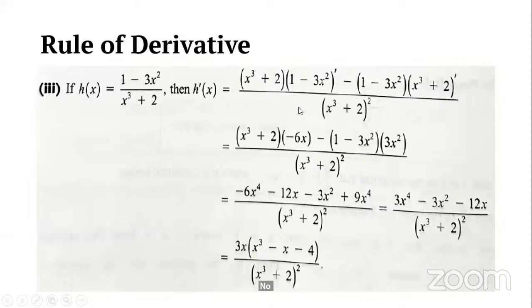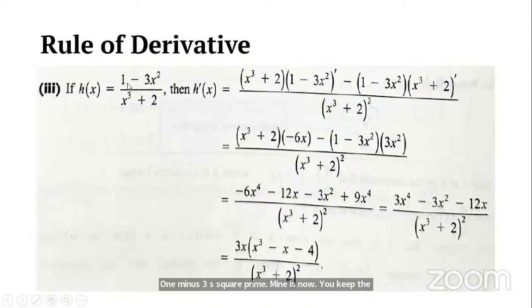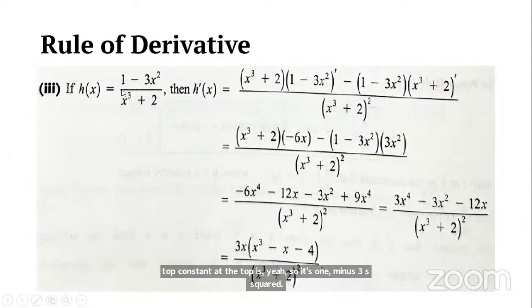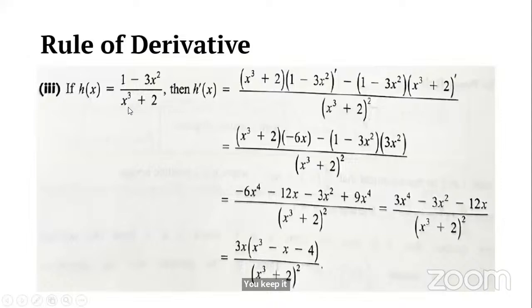So for the quotient rule, I said you start with the down one. So you keep the down one constant. So here we keep s cubed plus 2 constant. We are not differentiating this one. Then we multiply by the differentiation of the top, which is 1 minus 3s squared prime, minus. Now, you keep the top constant. The top here is 1 minus 3s squared. You keep it constant. Then you differentiate the down. The down is s cubed plus 2.